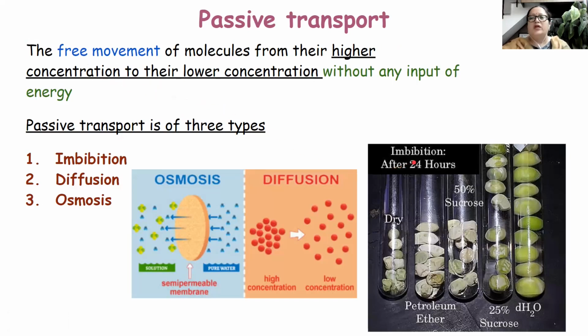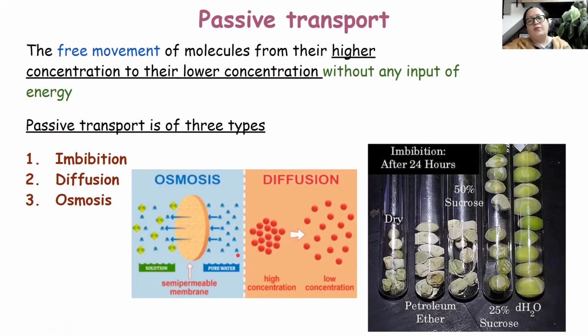The first one is called imbibition. Now in imbibition, the water is absorbed on the surface of protein or cellulose-based plant parts. In diffusion, the concentration gradient is from high to low. So the substances always move from their high concentration gradient to their low concentration.